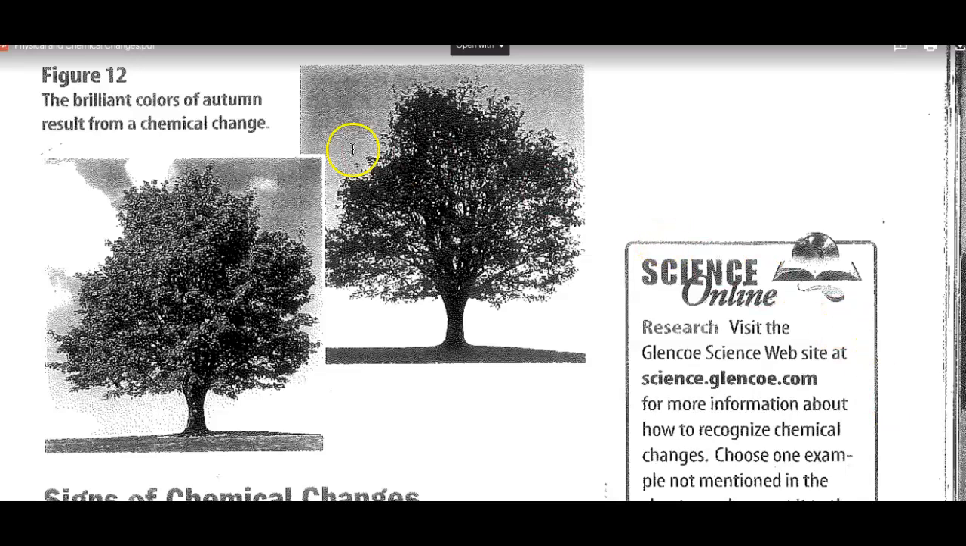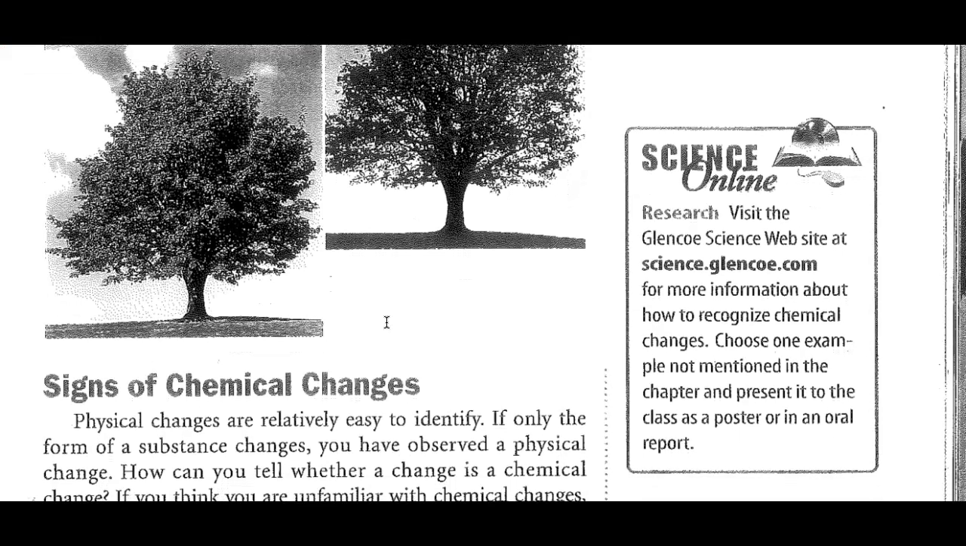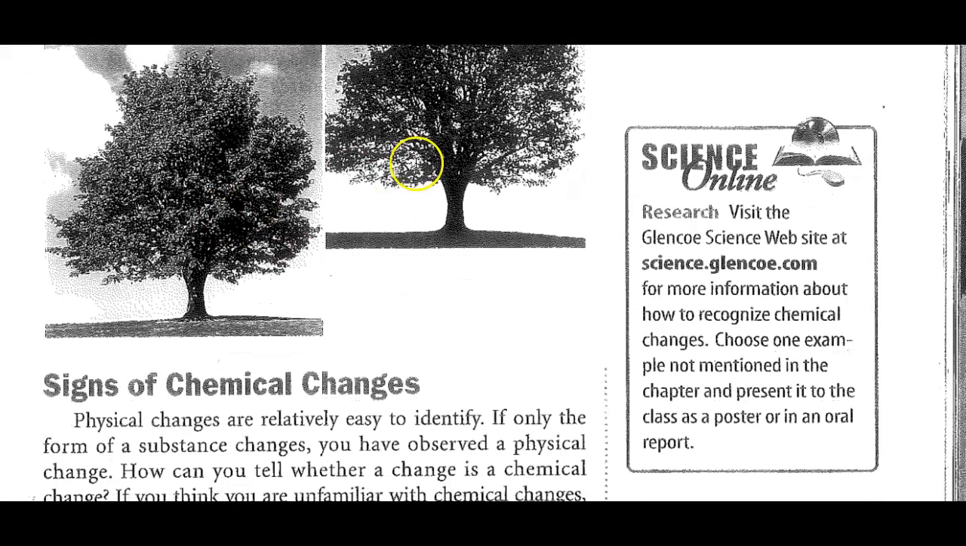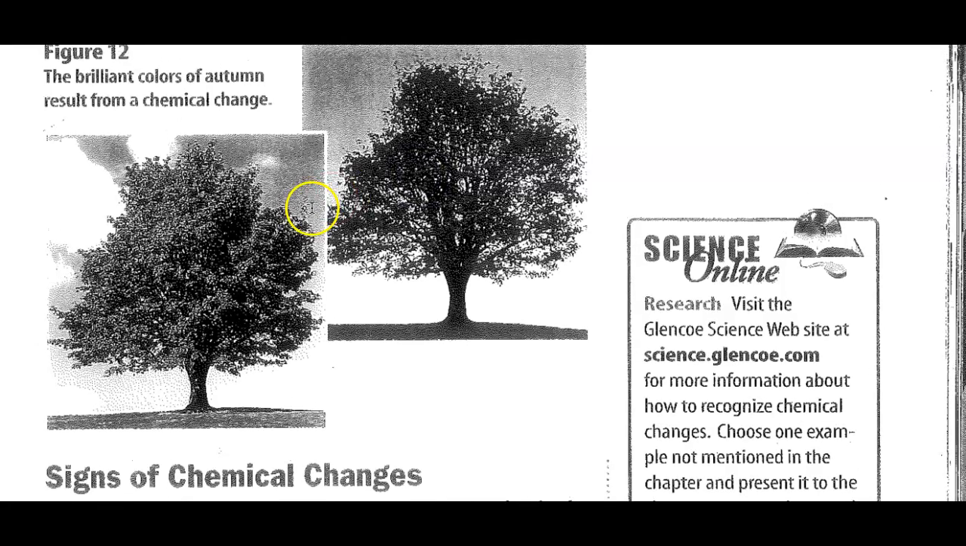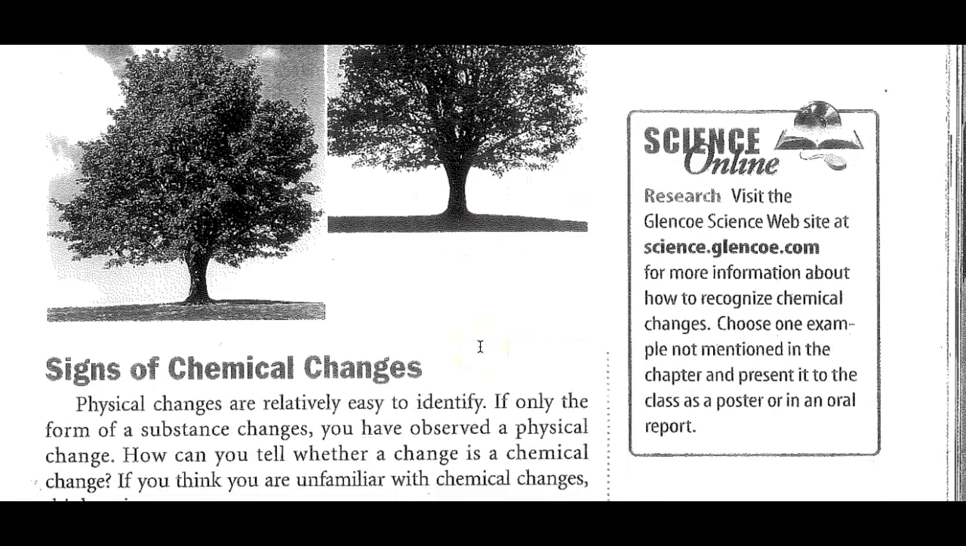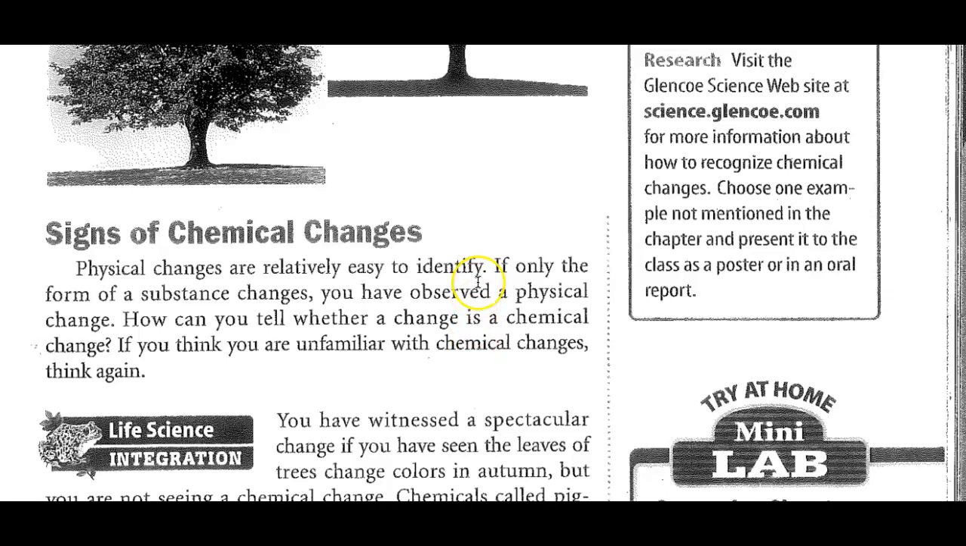The brilliant colors of autumn result from a chemical change. What are some signs of a chemical change? You can't see the colors here on the trees necessarily, but it's just showing the difference between a green tree and, as it changes colors, it loses that green and changes colors, and eventually those leaves fall from the tree. Physical changes are relatively easy to identify. If only the form of a substance changes, you've observed a physical change.